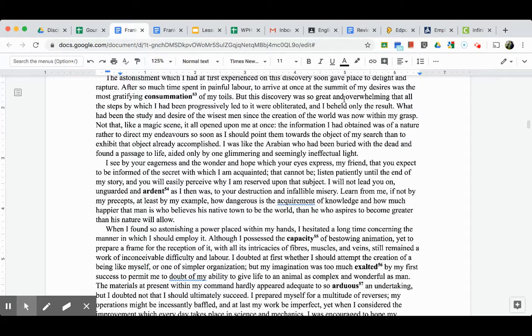But this discovery was so great and overwhelming that all the steps by which I had been progressively led to it were obliterated, and I beheld only the result. What had been the study and desire of the wisest men since the creation of the world was now within my grasp.